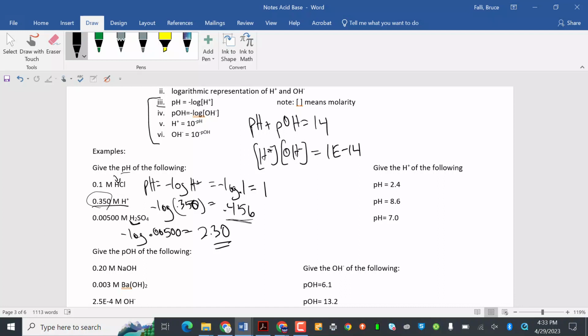Give the H positive of the following. Okay, so H positive equals 10 to the negative pH.